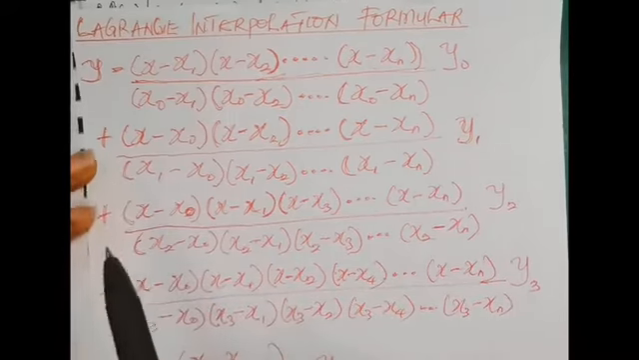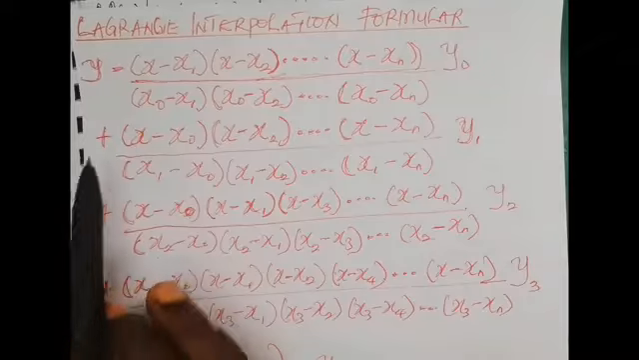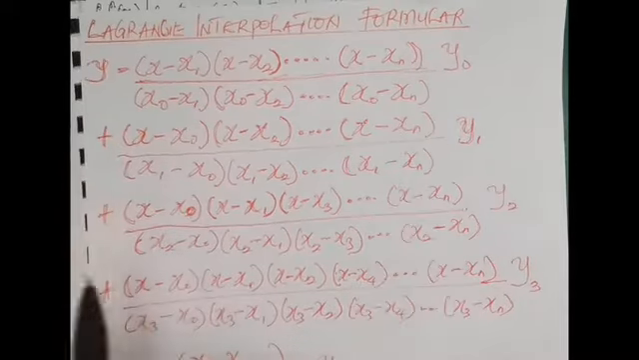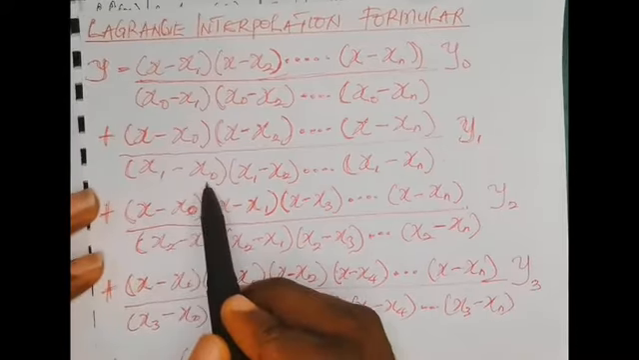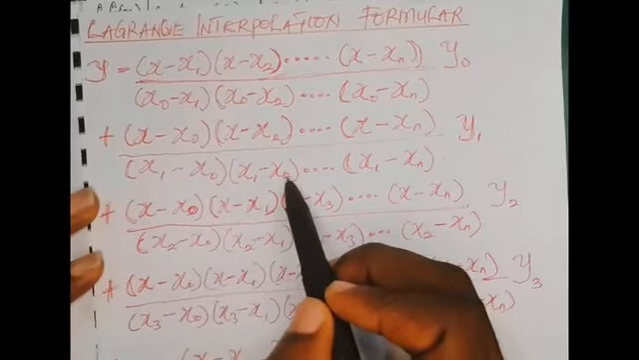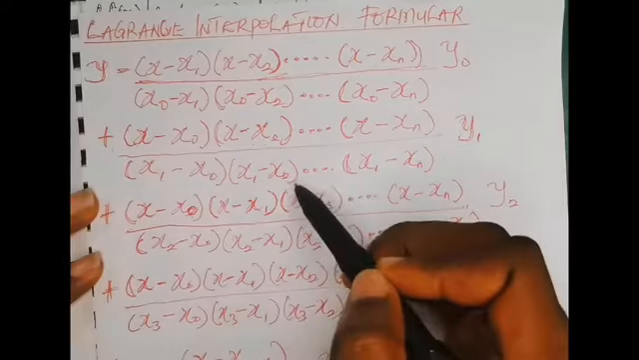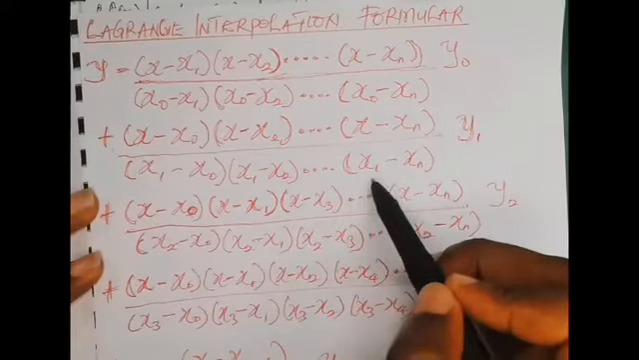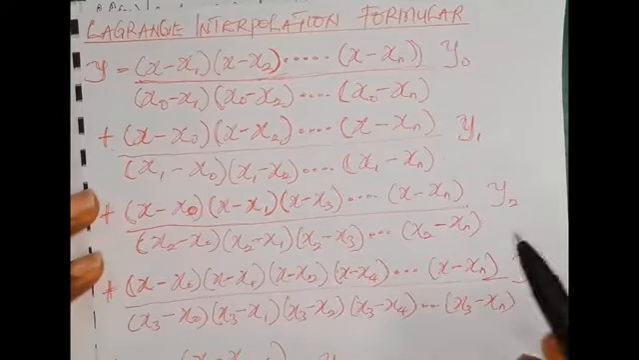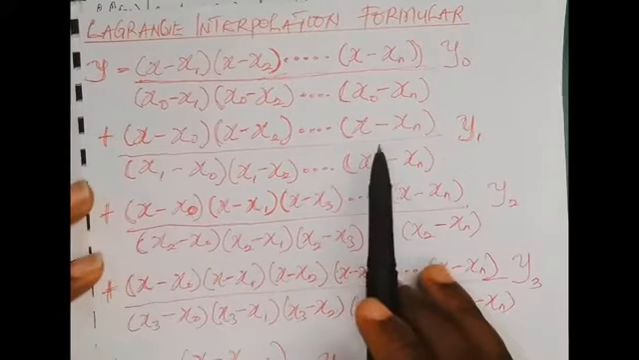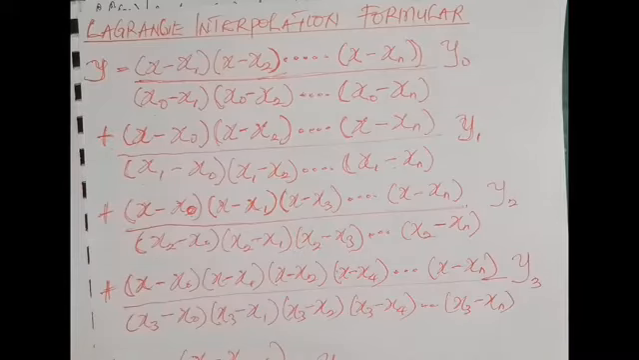The column that we are actually on, we don't put those values at the numerator, we only put them at the denominator. So at the denominator we have x1 minus x0 times x1 minus x2, it continues like that, times x1 minus x3 times x1 minus xn, total number of x we have on the table. Okay, having done with this, now we are jumping from x1 to what?